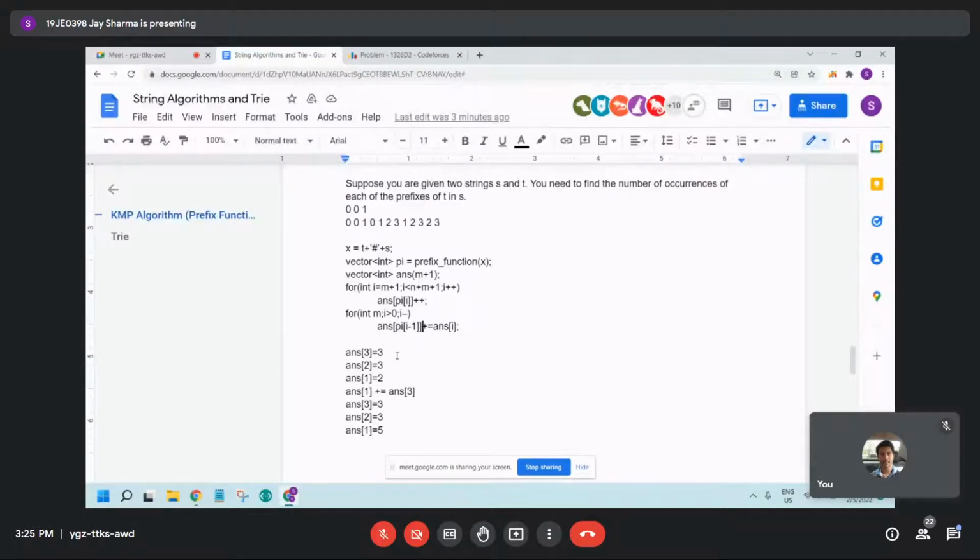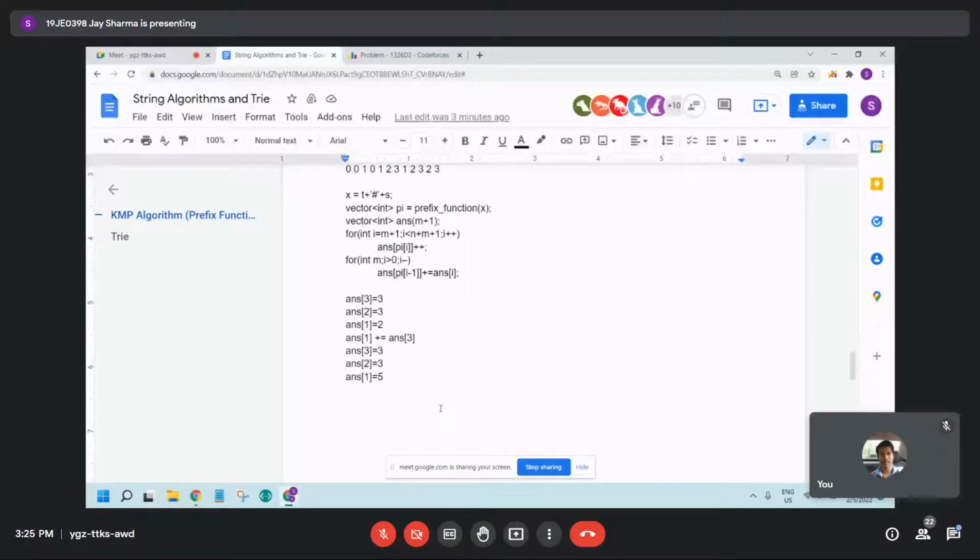Okay, so there are many applications of prefix sum. This is just one of the applications. For example, you can also find the length of the longest palindromic prefix of a string. So the question is, you are given a string s, you need to find the length of the longest palindromic prefix of s.